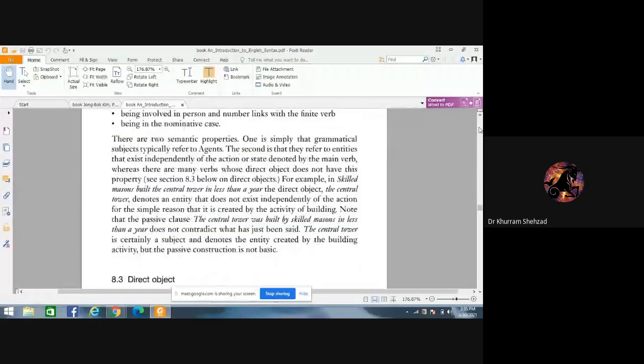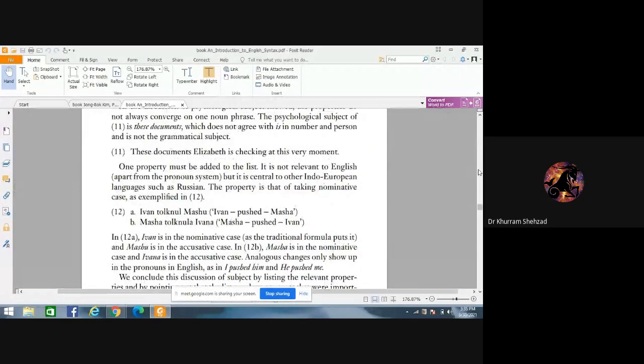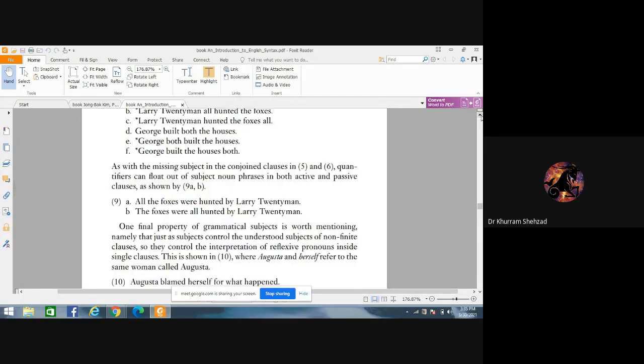Okay, I can show you from the book as well. Look, all the foxes were hunted by Larry's 20 men. The foxes were all hunted by Larry's 20 men. So here, all is moving, it is floating, because it is part of the subject. Can you see?